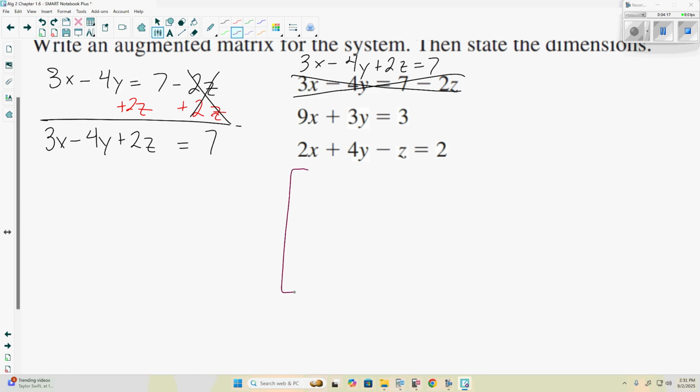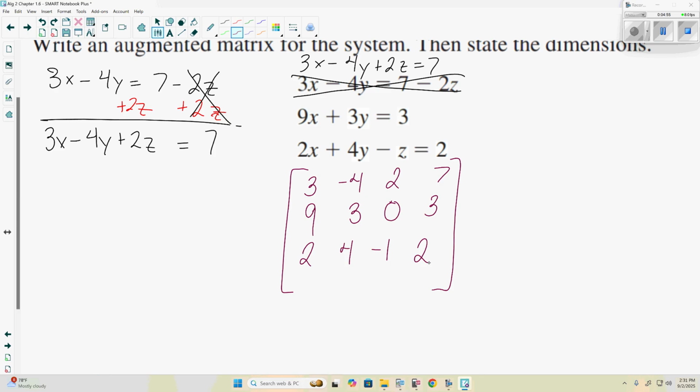So our first equation going across the top would be 3 for x, negative 4 for y, 2 for z, and 7. The second equation would be 9 for x, 3 for y, z would be, is there a z? So we have to fill it in as 0 and then 3. In our last equation, we'd have 2 for x, 4 for y, negative 1 for z, and 2.